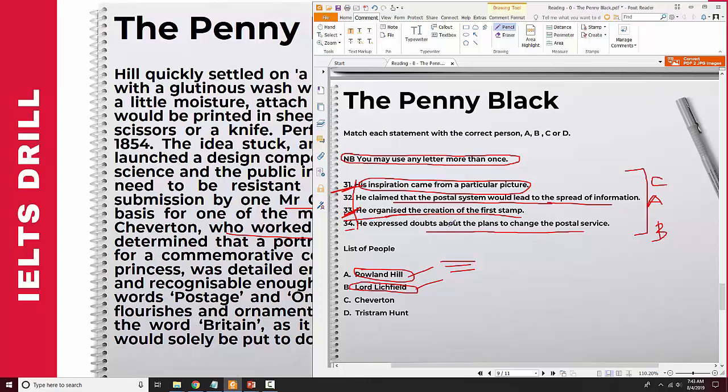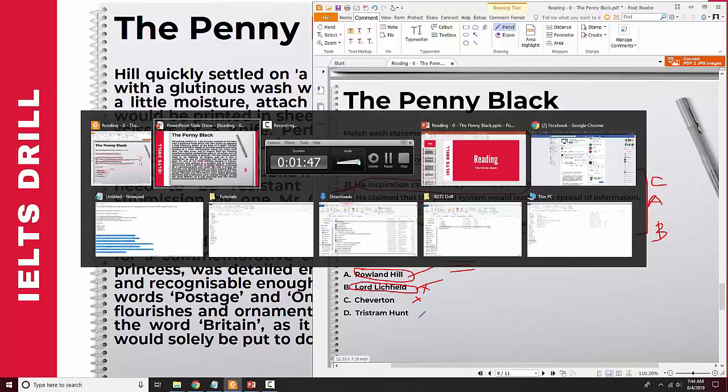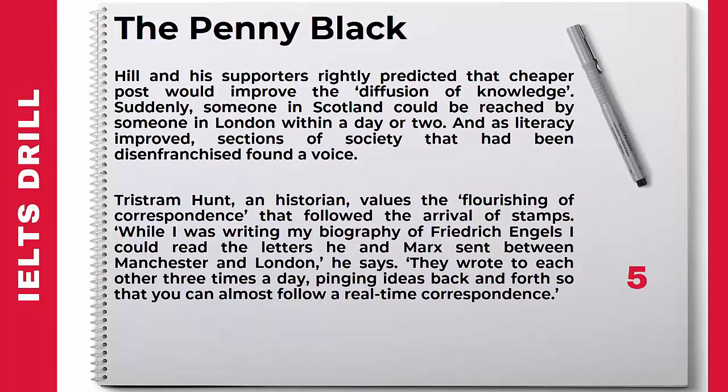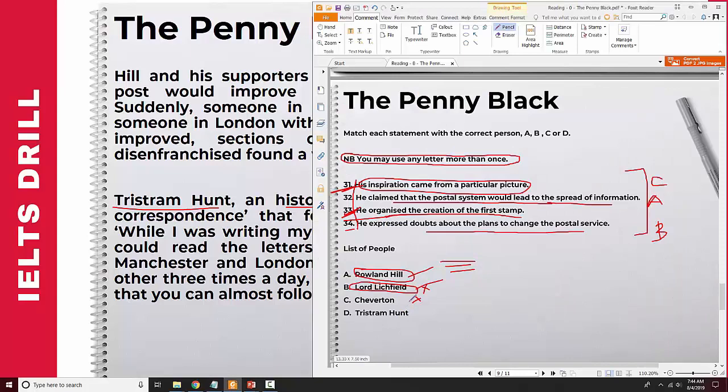He organized the creation of the first stamp. So who organized the creation of the first stamp? It was definitely not Litchfield, right? Was it Cheverton? No, he was just a sculptor, a designer, maybe. Okay, Tristram Hunt. Now, who's Tristram Hunt? Tristram Hunt is mentioned somewhere here. Who is a historian who values the flourishing of correspondence while I was writing my biography, etc. Okay, he is probably someone who came into the picture much later because he's a historian, right? So he's not the one who drove the idea. He's not the one who organized the creation of the first stamp, right?